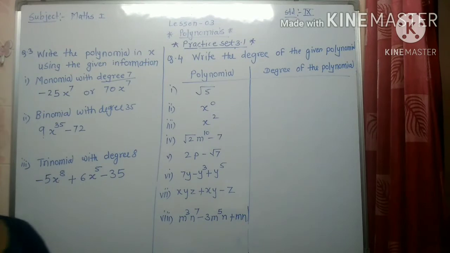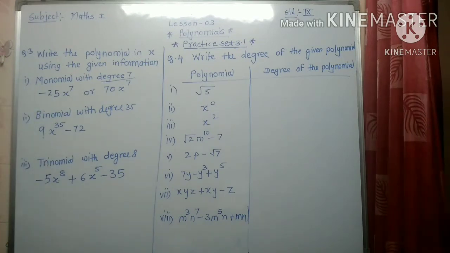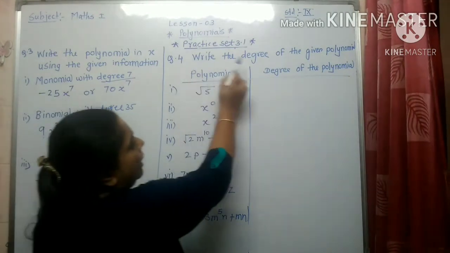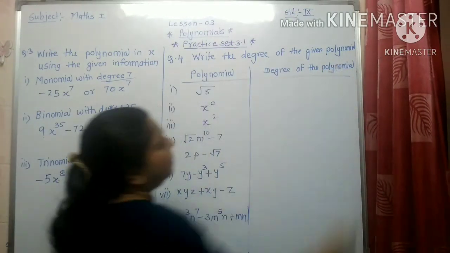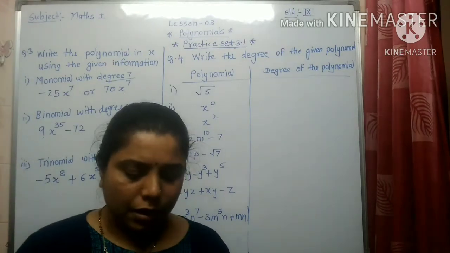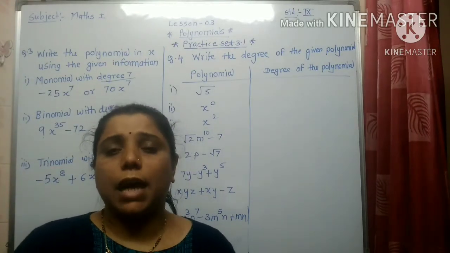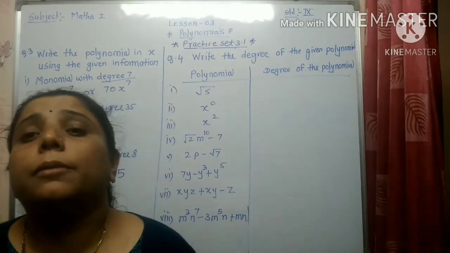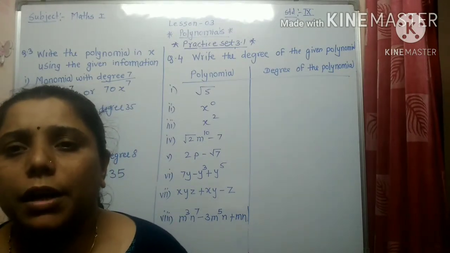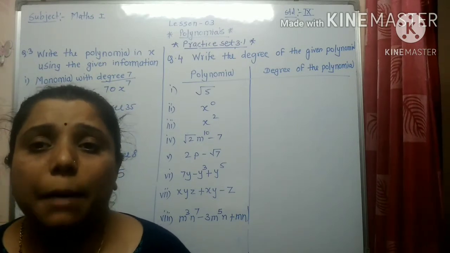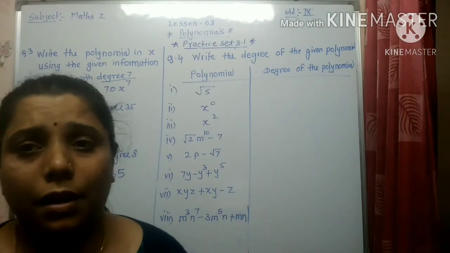Now come to the fourth question. What is the fourth question? Write the degree of the given polynomial. What is meant by the degree of the polynomial? Yes, the highest power of the variable in the polynomial. That will be called the degree of the polynomial. But this applies only to one variable.